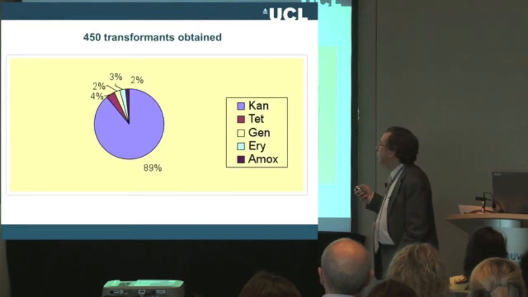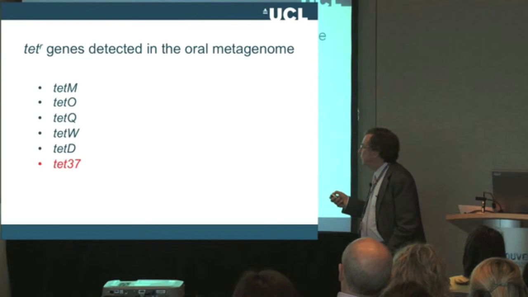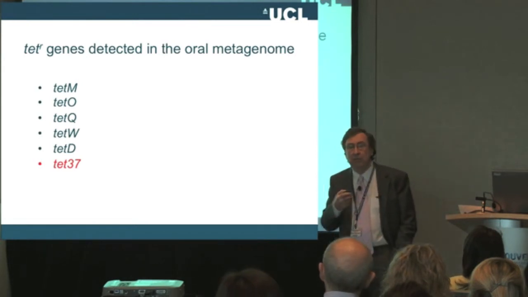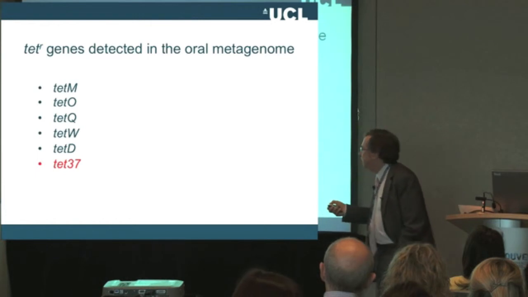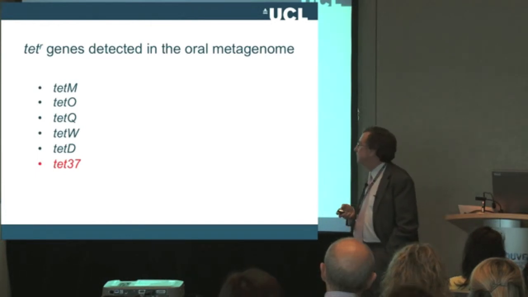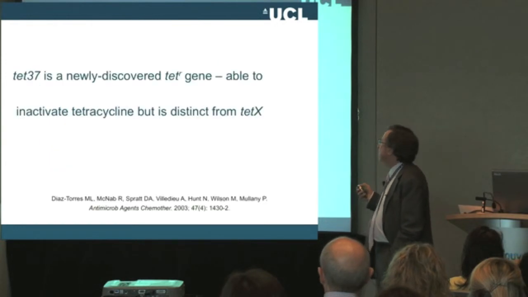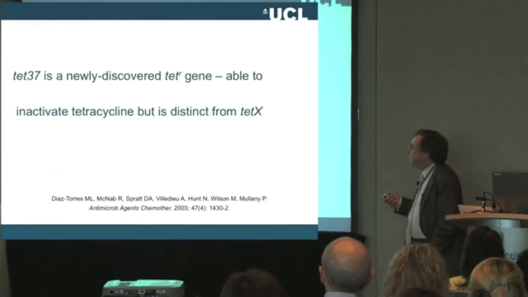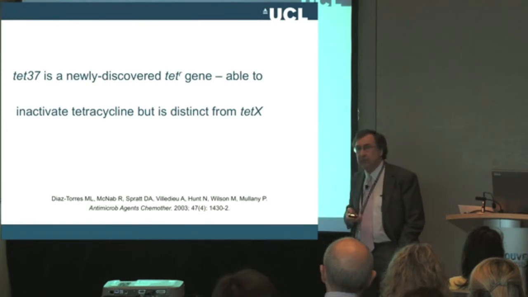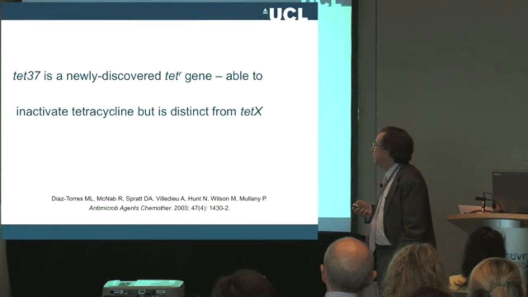And we got 450 transformants which are resistant to antibiotics, and we found the usual suspects, because these are going to include the resistance genes from the cultivated bacteria. But we discovered a brand new tetracycline resistance gene, tetracycline 37. So it's a newly discovered TET gene, and it inactivates tetracycline, but it's distinct from the enzymic mechanism of tetracycline of TETx. So very, very exciting.